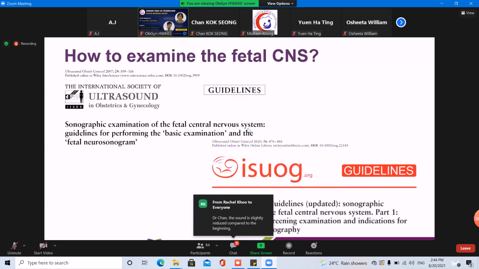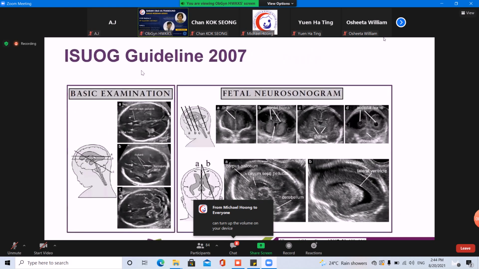When I studied the old guideline and the new guideline, actually there is not much difference. I'll spell out the difference to you later. So, we are still sticking to the old guideline. In the old guideline in 2007, the examination of the fetal brain is divided into two parts, the basic examination and the fetal neurosonogram.